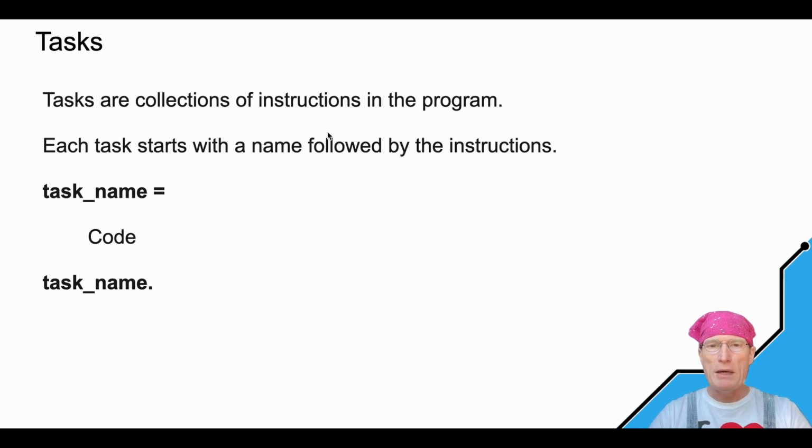Now a task is basically a collection of instructions or code. And all tasks start with a task name followed by an equals sign. Note that the task name is all one word, you can't have spaces in it, and that there's a space after the name before the equals. The next lines will be the code that you want to have inside that task. And finally, a task ends with its task name again, followed by a full stop. And this tells Octagon that this task is finished and there's something else to follow.